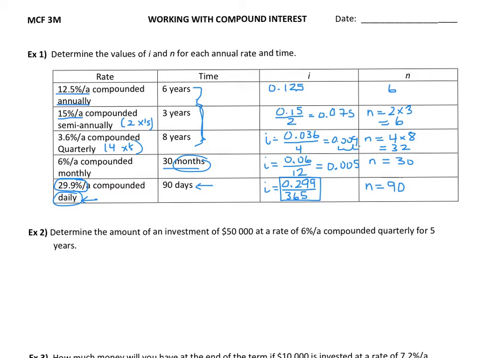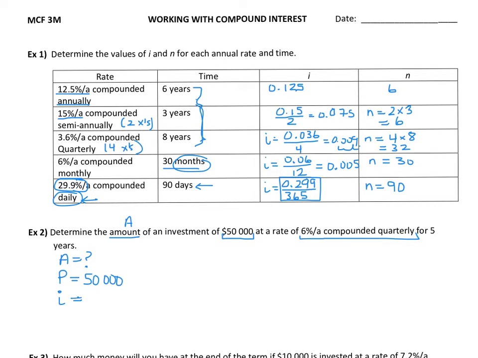We want to determine the amount, so that's the A value, at the end of our time frame of an investment of $50,000. So amount is what we're trying to figure out. Our investment, our principal amount of our investment is $50,000. And its rate is 6% per year compounded quarterly. So we're going to use that to figure out I.